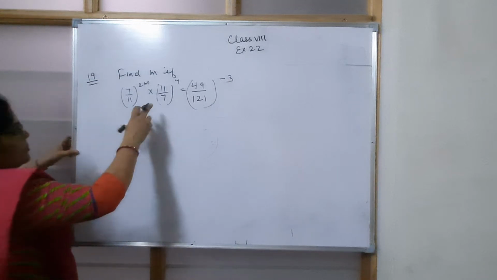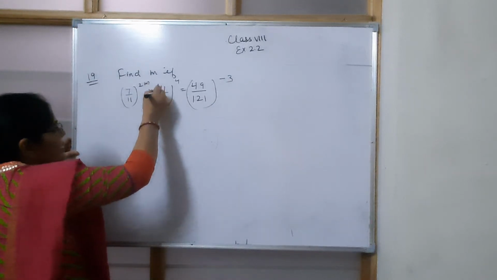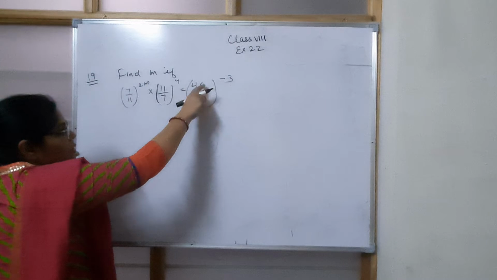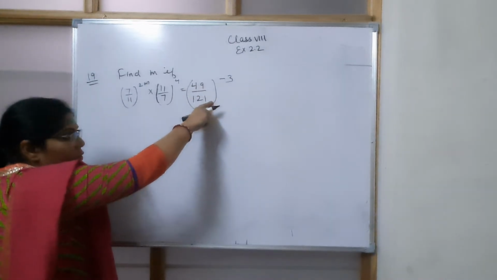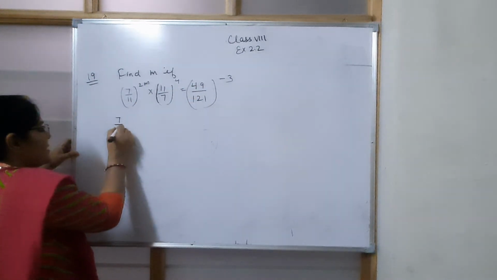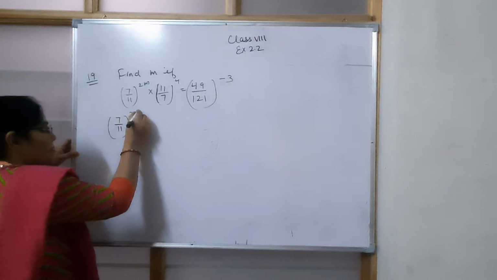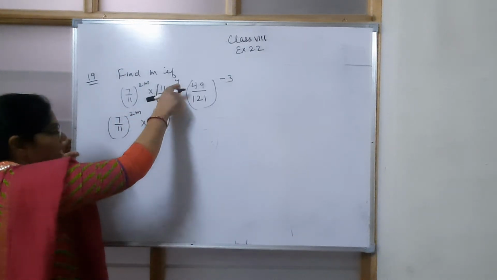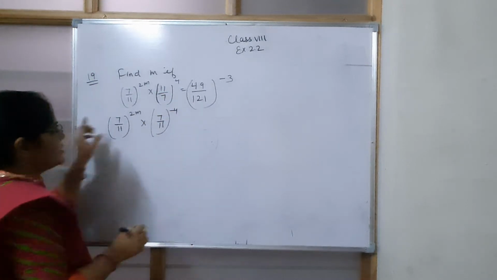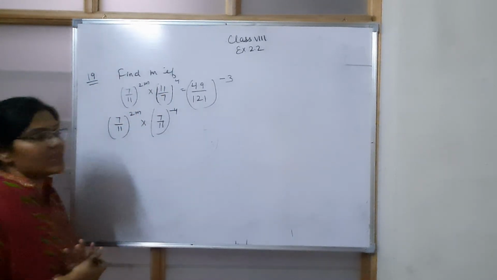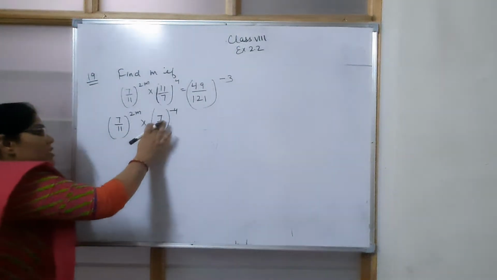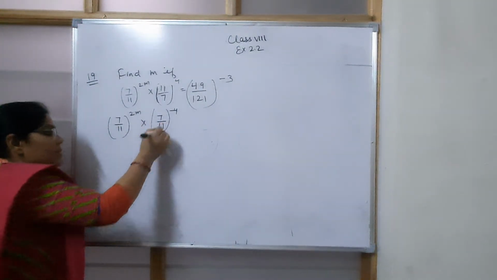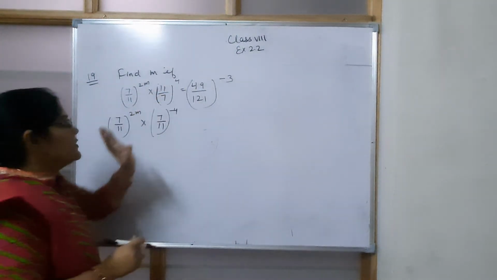But it will be beneficial if you take the reciprocal of this, because 49 can also be written as 7 upon 11 whole raised to the power 2. So I will be writing 7 upon 11 raised to the power 2n, and this also I am making 7 upon 11. So what will happen to the exponent? It will become negative. This was 11 upon 7, I am making it 7 upon 11. I have just taken the reciprocal of the base. So this is minus 4.